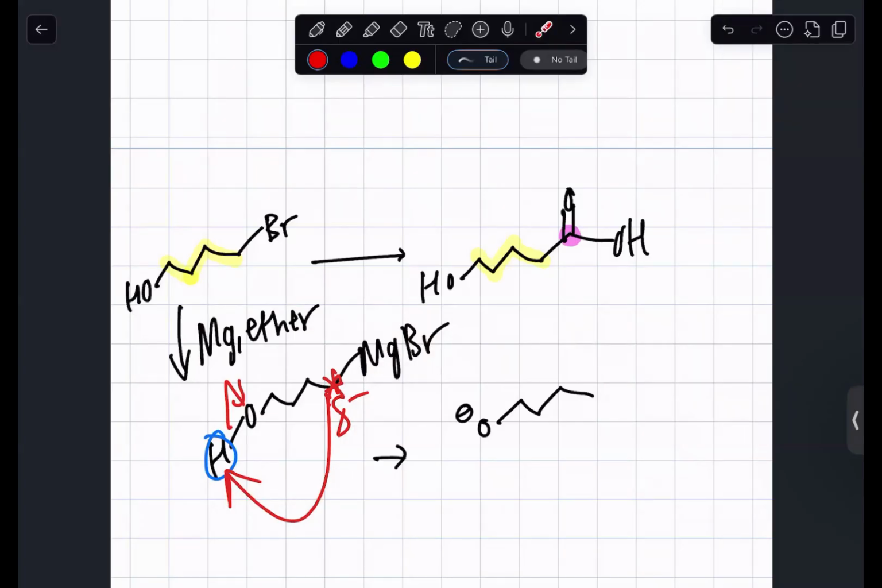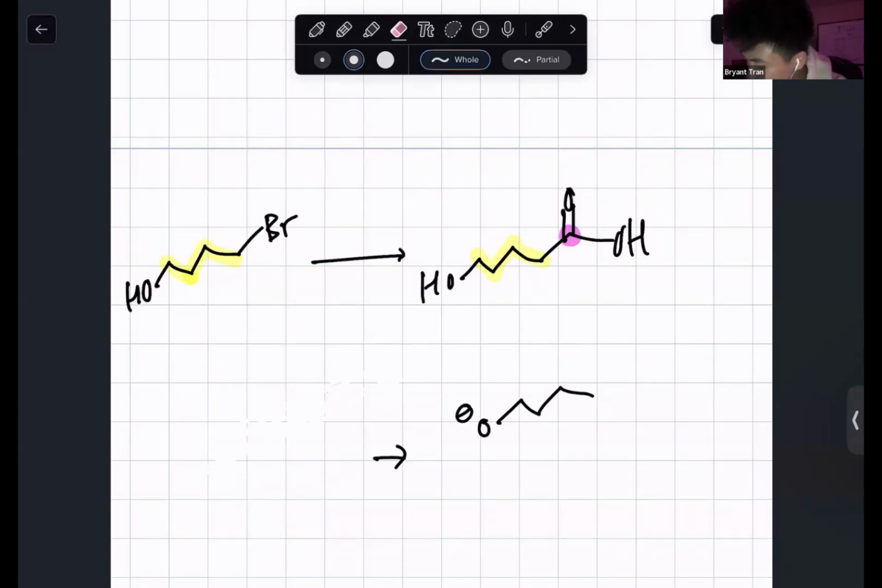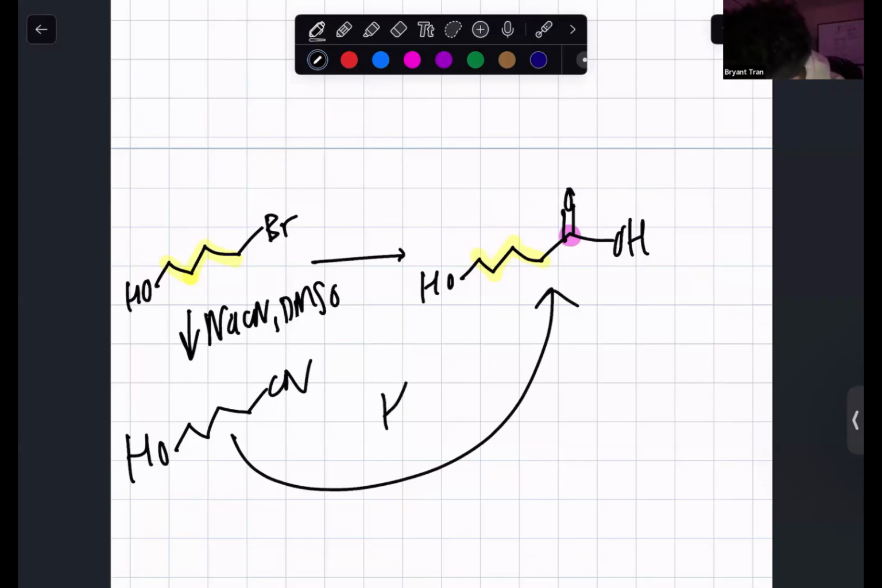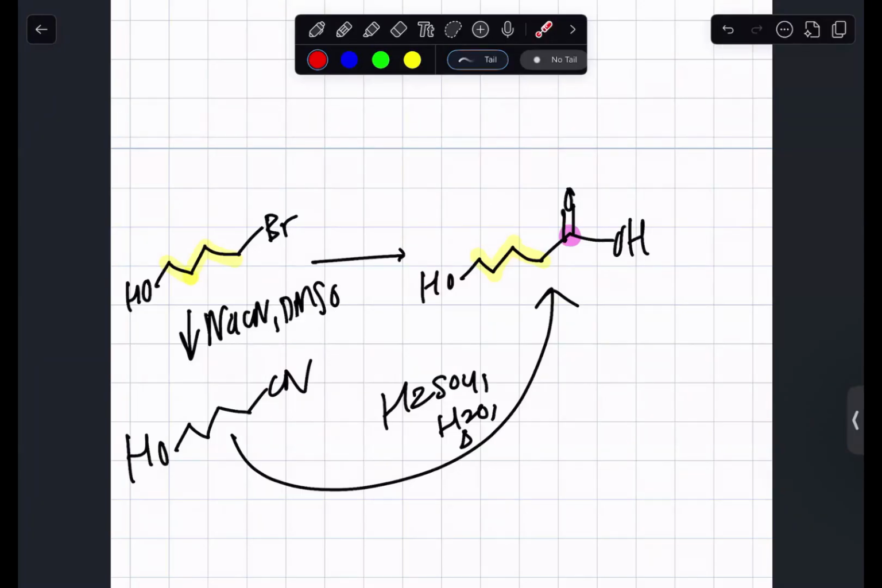Okay, yeah, that makes sense. Right. But we can do the hydrolysis of nitrile route. Like you can do NaCN to create the nitrile here. And then from there, you can use acid, water, and heat to convert the nitrile into the carboxylic acid. Like there's no problem there. Okay, that makes sense.